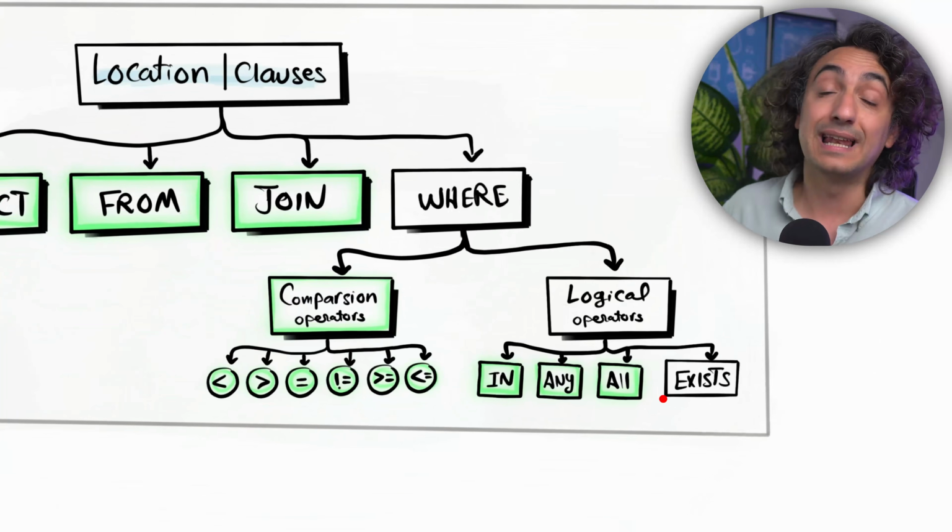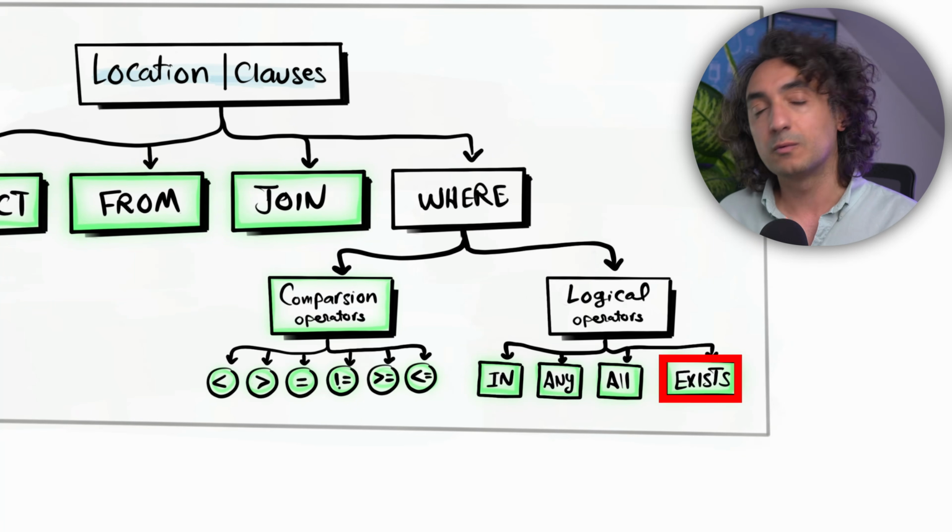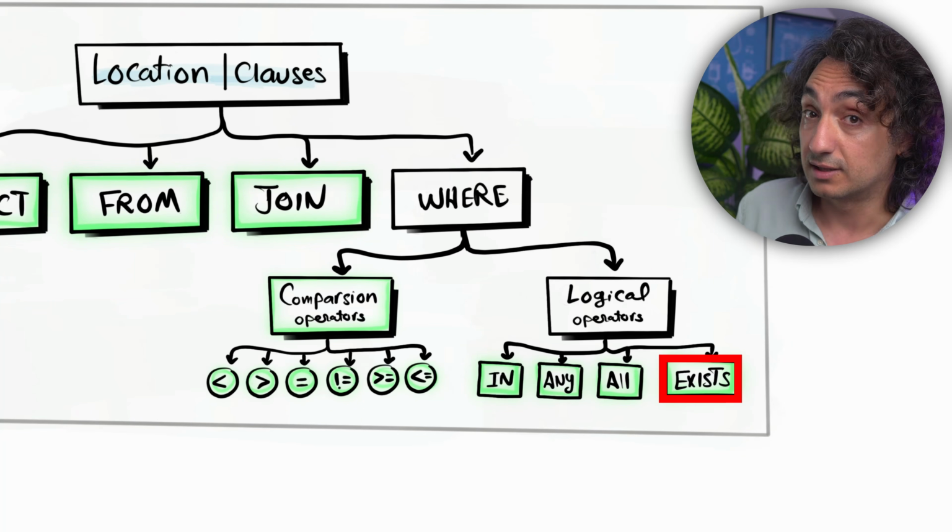Alright, now that we understand the concept of the two types, correlated and non-correlated subqueries, we're going to cover the last operator for subqueries: the EXISTS. So what is the EXISTS operator?